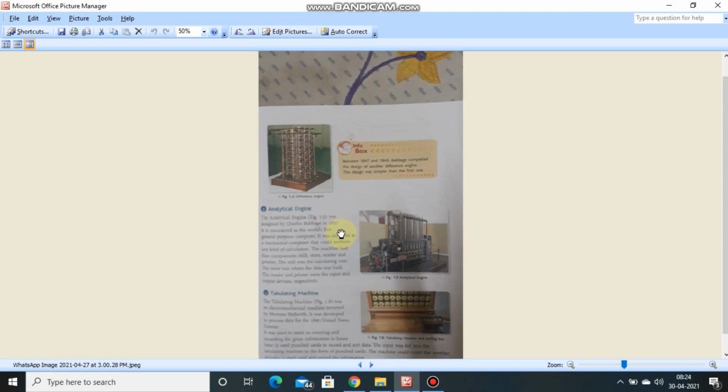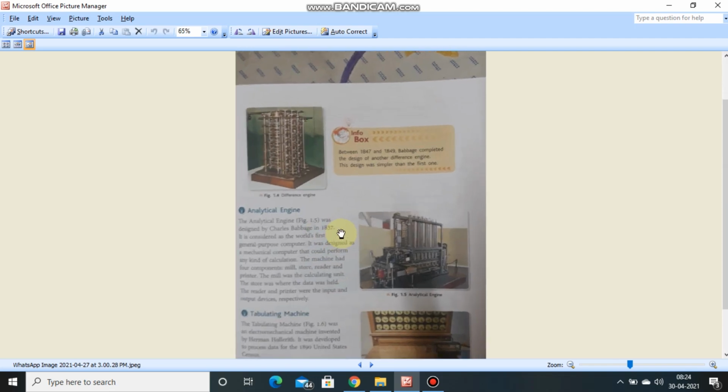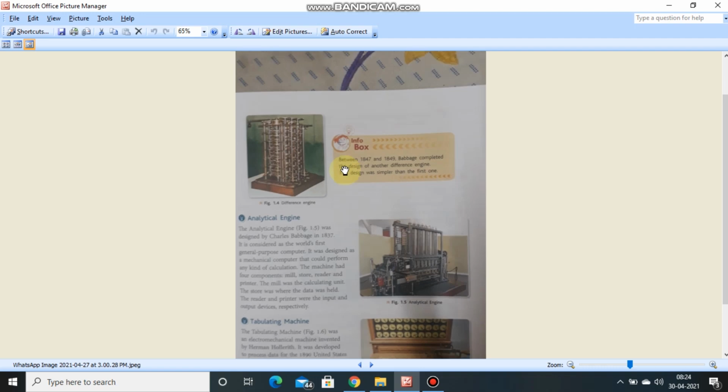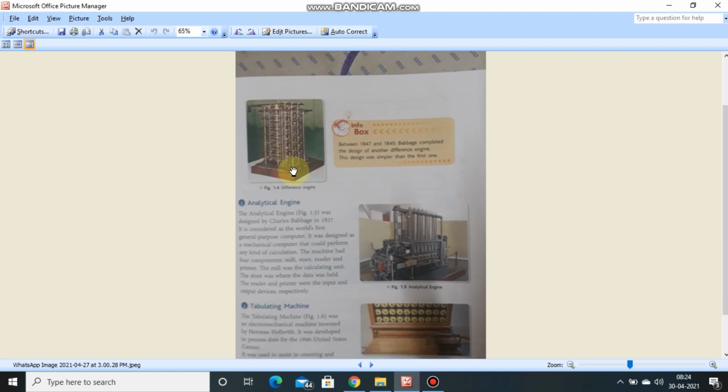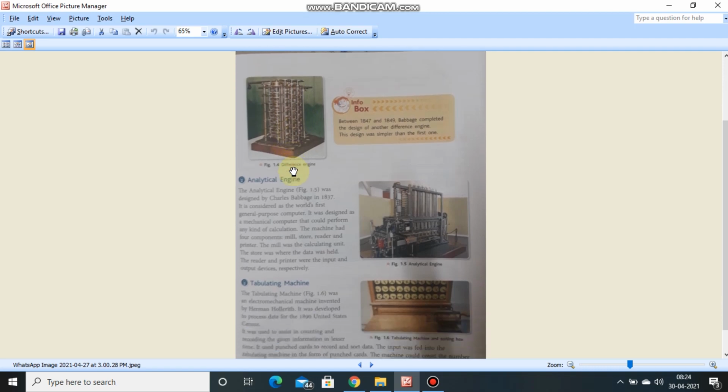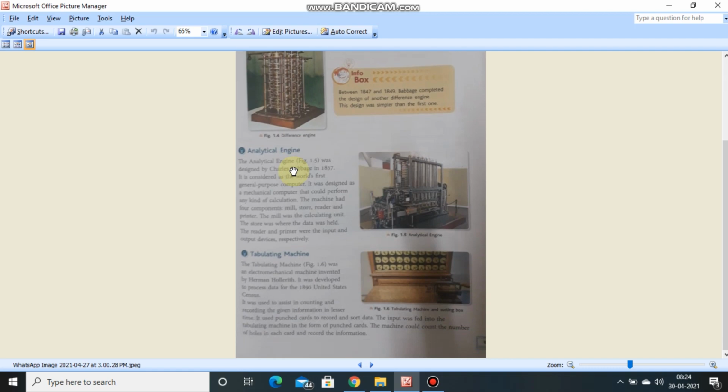Then the analytical machine. We will write the info box. Between 1847 and 1849, Babbage completed the design of another difference engine. This was simpler than the first one. That means he simplified it a little, making it smaller in size and better in working. It was also designed by Charles Babbage.